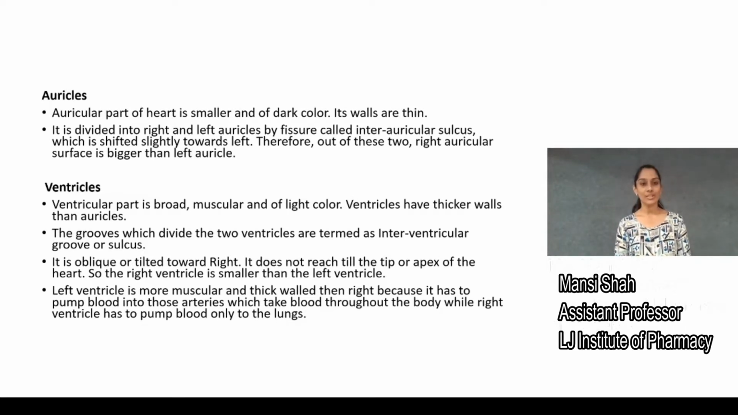Next, that is ventricles. Ventricular part is broad, muscular and of light color. Ventricles have thick walls as compared to that of auricles. The grooves which divide two ventricles are termed as interventricular groove or sulcus. It is oblique or tilted towards right. It does not reach till the tip or apex of the heart.